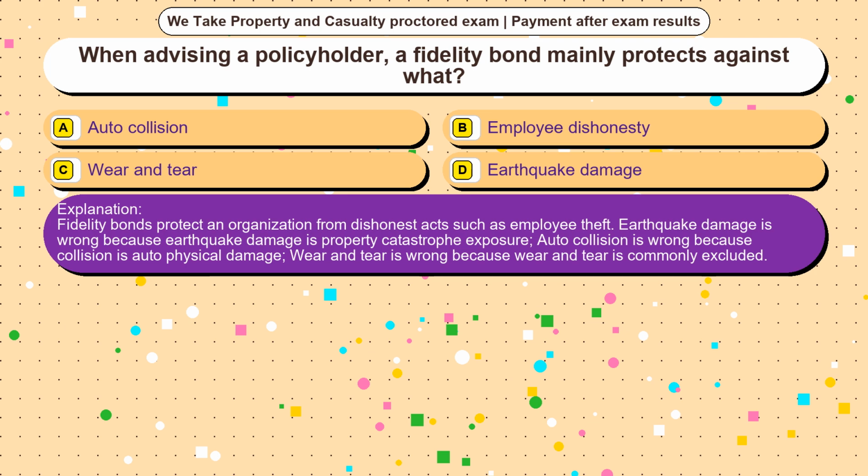Earthquake damage is wrong because earthquake damage is property catastrophe exposure. Auto collision is wrong because collision is auto physical damage. Wear and tear is wrong because wear and tear is commonly excluded.